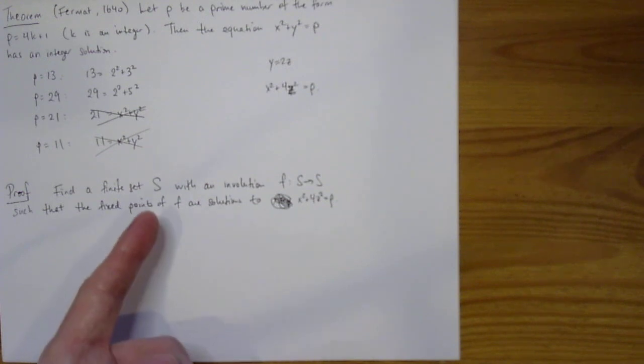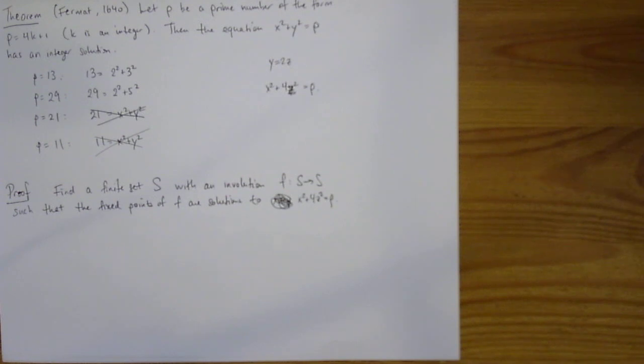But how are we going to show that S has an odd number of elements? Well, actually, what we're going to do is write down a different involution on S, and we're going to show that that involution has exactly one fixed point. So then it's sort of a two-step process.